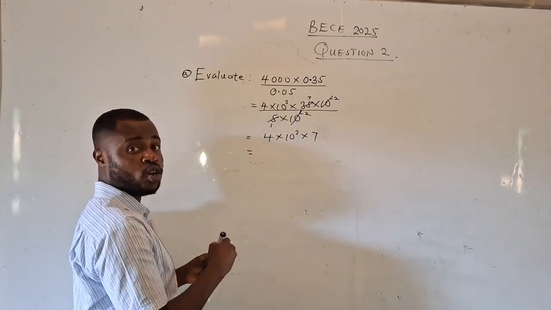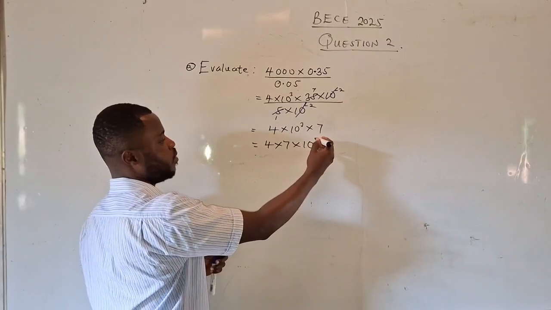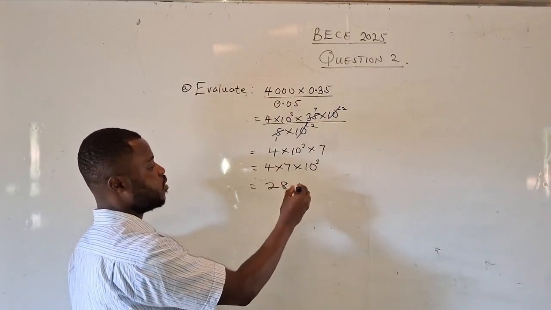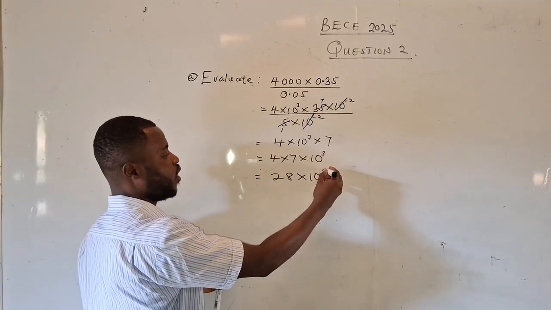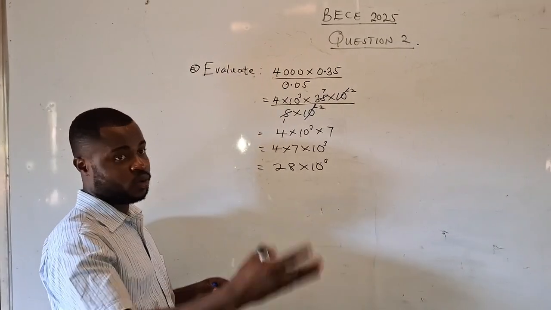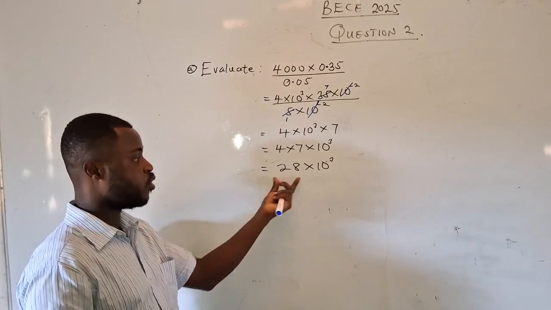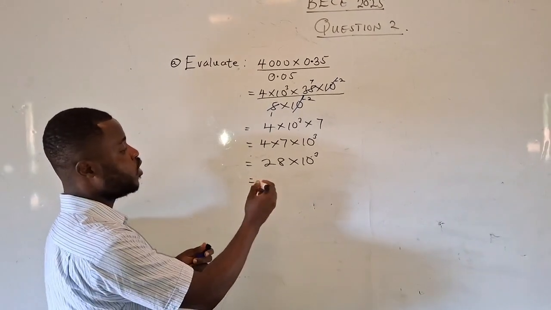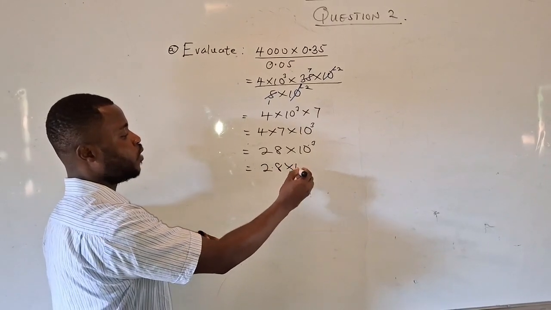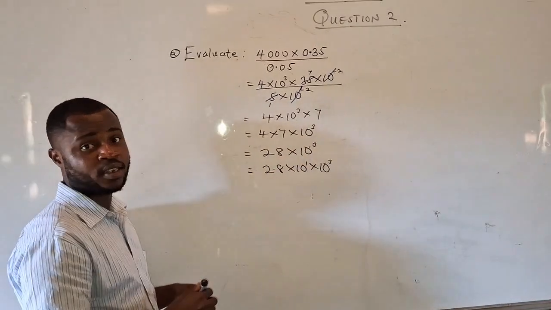So we group the whole numbers: 4 times 7 times 10 power 3. Now 4 times 7 is 28. Standard form is a whole number point the rest of the numbers times 10 raised to the power, the number of times you move. Now this 28 is not in standard form, so changing only this 28 to standard form, you move to the left side. It is going to be 2.8 times 10 power 1. Then you add the old times 10 power 3 that we had.